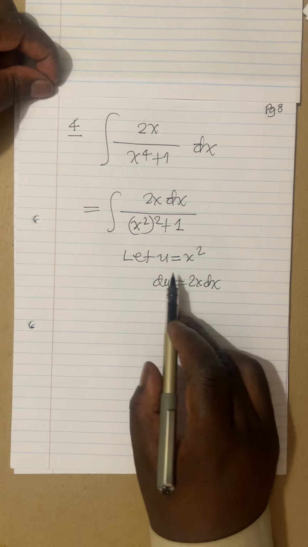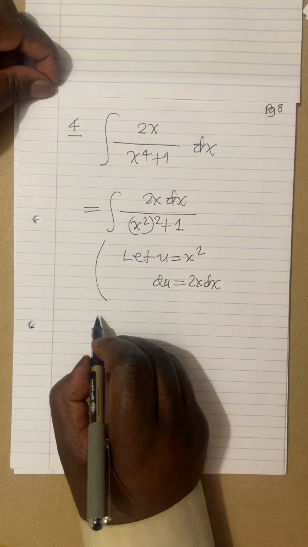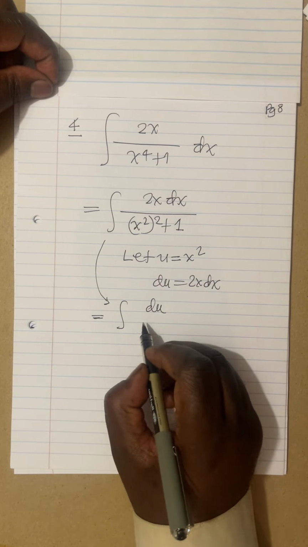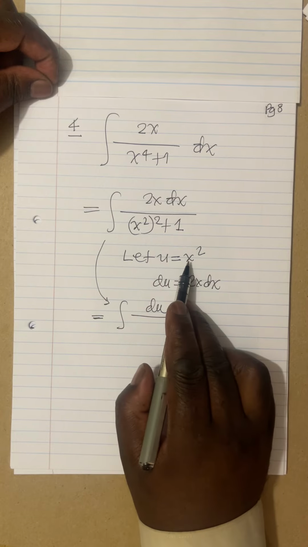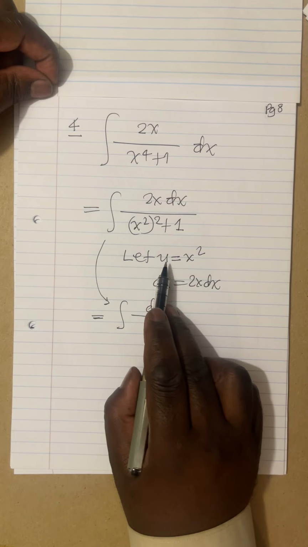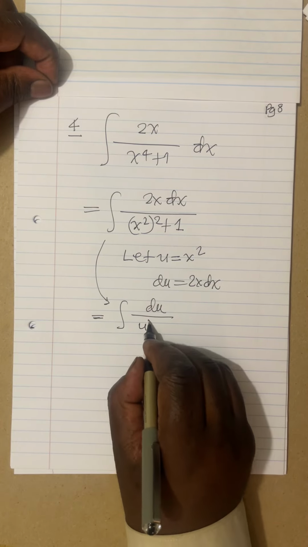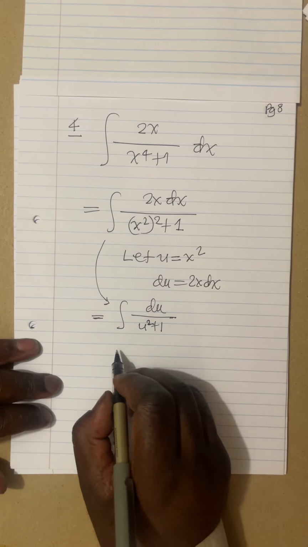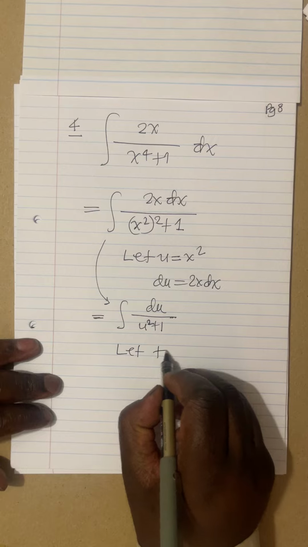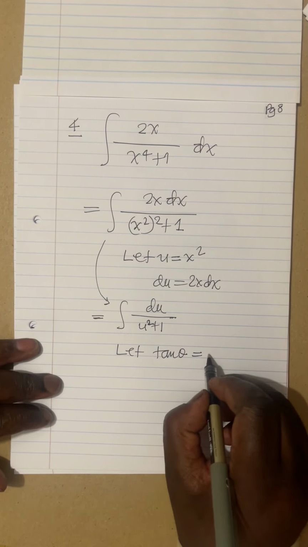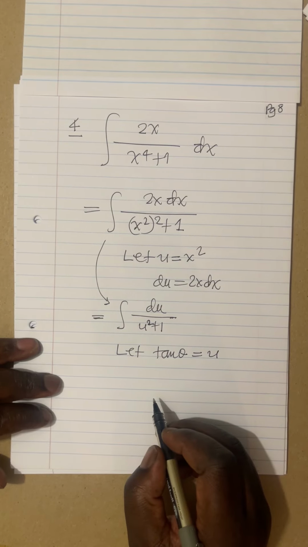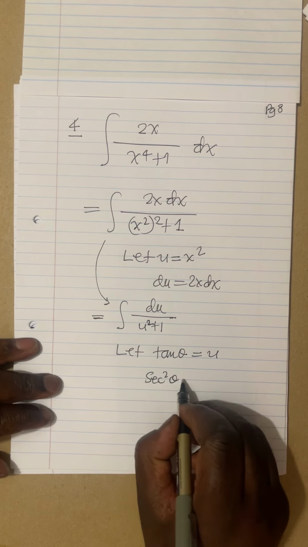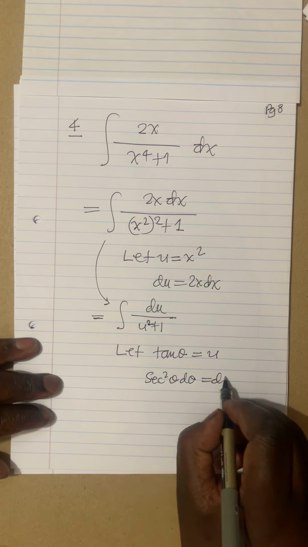Watch what happens. Now I come back here, and this integral changes to the integral of du in the numerator, all over, remember, we have x squared squared, so it's going to be u squared plus 1. At this stage, we're going to say let tan theta be equal to u. Differentiating both sides, we have sec squared theta d theta equals du.